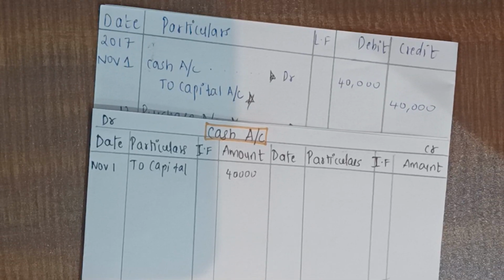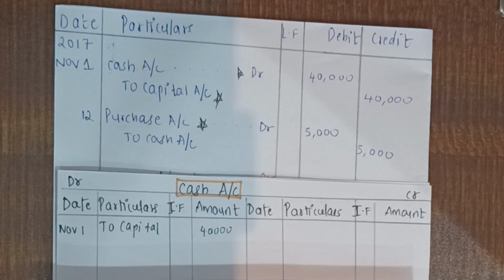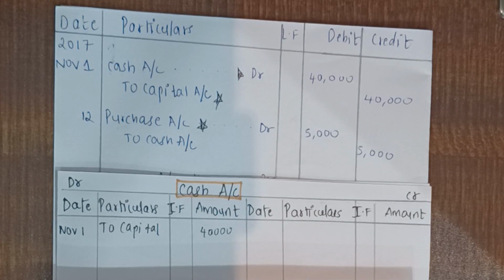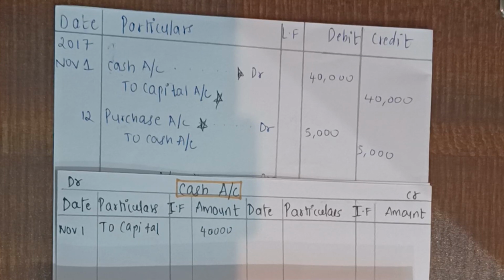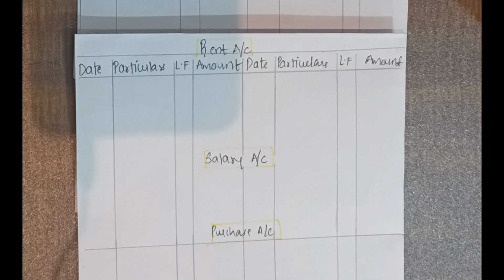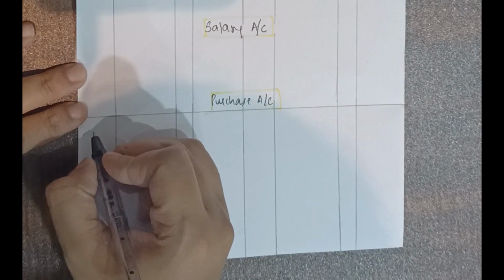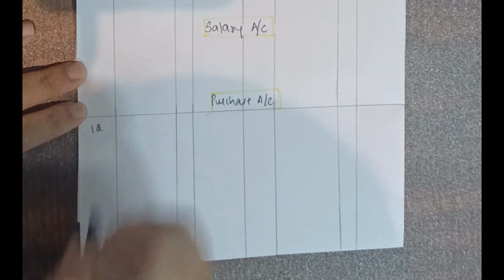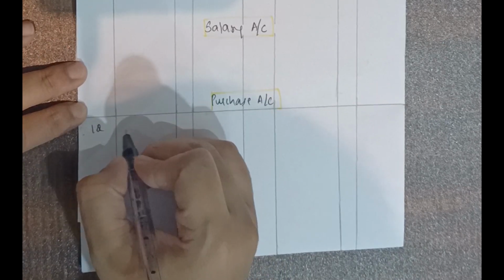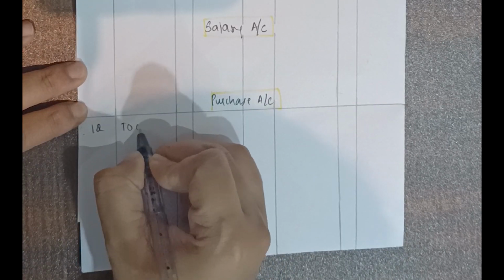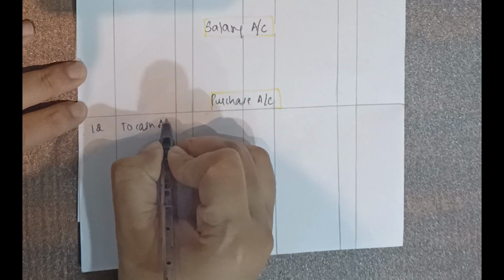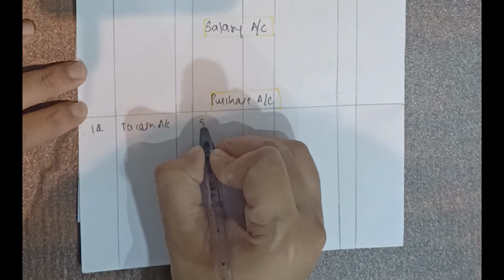Okay students, so let's start with our second transaction. Let's purchase account debit to cash account. Now we know that purchase account is debited, so in the purchase account the name purchase won't appear. So instead of purchase, what will we write? We'll write cash account. The date will be 12 November and here it will be to cash account, and the amount is rupees 5,000.